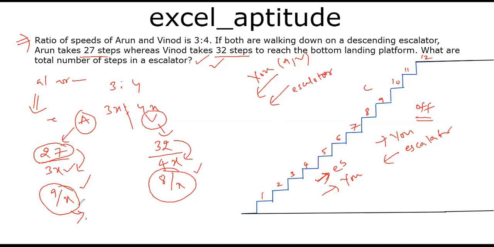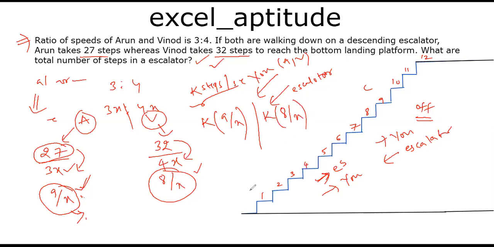So in 9 by x seconds, for example, let us assume the speed of the escalator is k steps per second. So in 9 by x seconds, how many steps does it move? k into 9 by x, right? In case of Arun, because 9 by x is the time taken by Arun to reach the bottom. In the same time the escalator will also be moving. The time taken will be the same. So k into 9 by x, and for Vinod it is k into 8 by x.